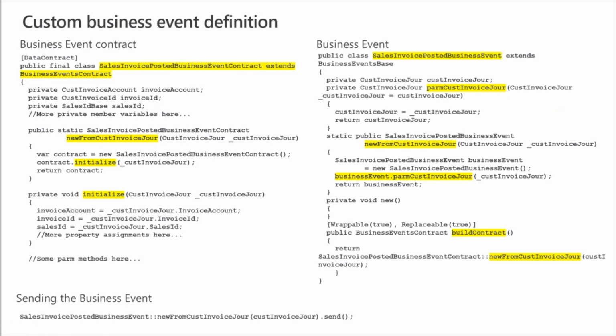In this example, the sales invoice posted business event contract is defined. The sales invoice posted business event is defined. And then there's just that single line of code down in the bottom left corner to send the business event with its sales invoice payload. As I mentioned, these custom business events can be placed anywhere in your application code where a significant event occurs.